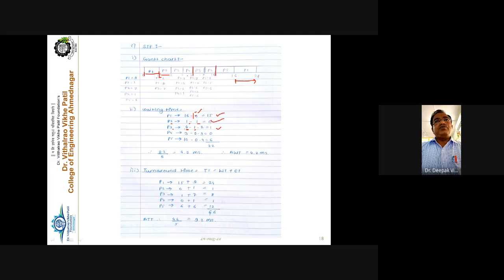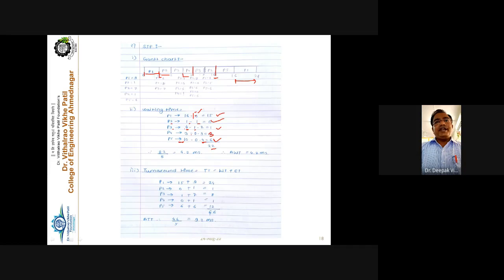P4 process, P4 starts executing between 3 to 4, and arrival time is 0. So something is wrong here in this case. So 3 minus 0 is equal to 3. It is wrong. And for the P5 process, it starts executing from 10 to 16, and arrival time for P5 is 4. So 10 minus 4 is equal to 6.